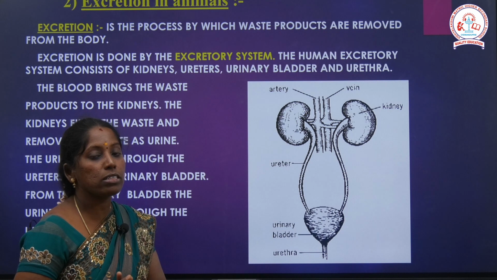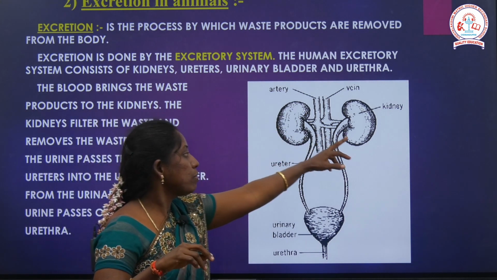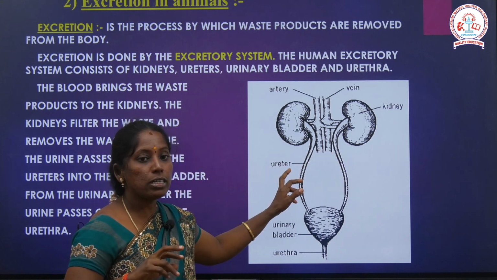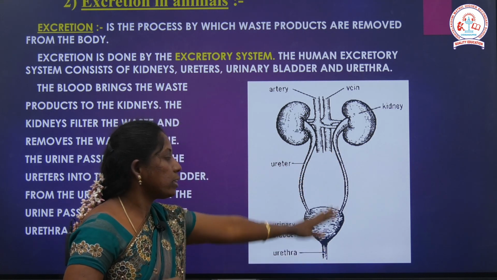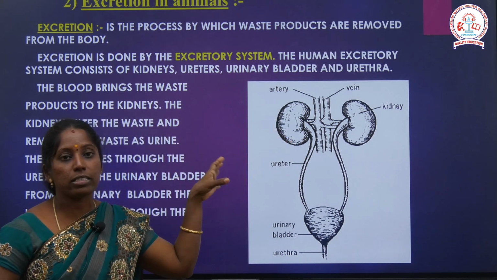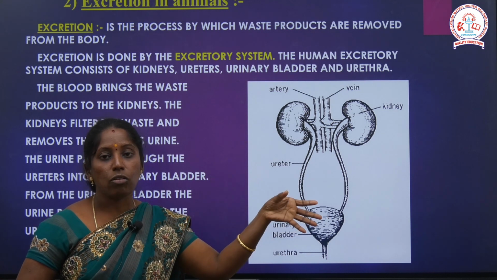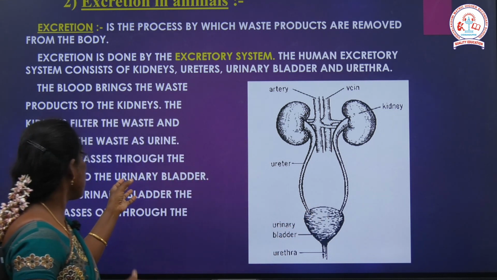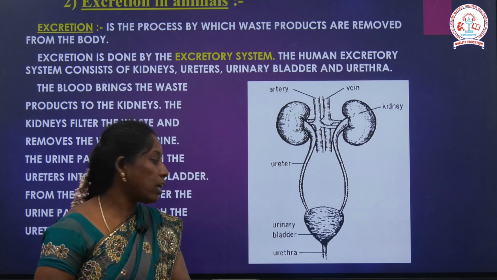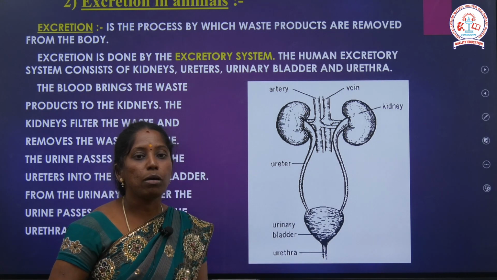What are the parts involved in the excretory system? There are four parts involved: a pair of kidneys, ureters, urinary bladder and urethra. So these are the parts involved in the excretory system. What is the function of the excretory system? It only removes the waste from our body. For example, we can remove the urine using the urethra. This is the way we remove the waste from our body.